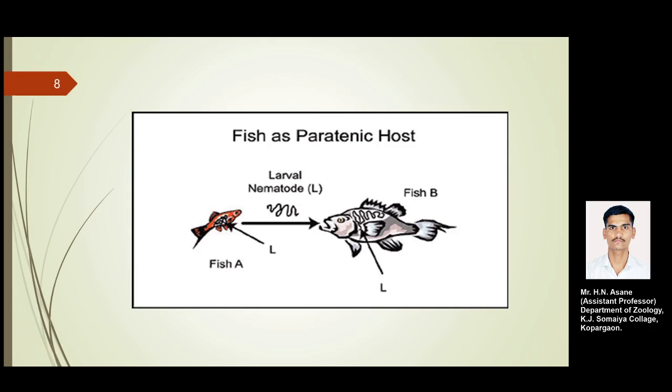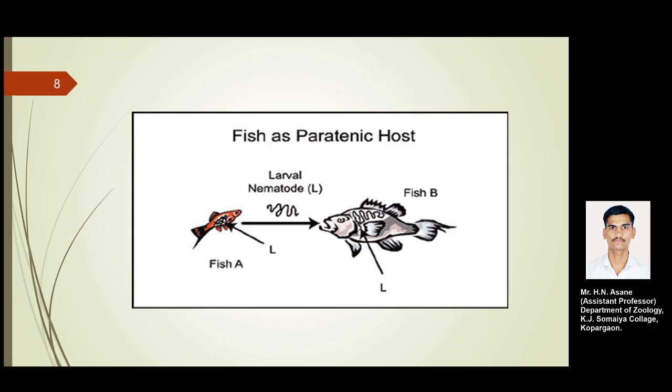The larval nematodes are consumed by the smaller fish, that is fish A in this diagram, and the larger fish, fish B, consumes these small fish. The small fish is already infested by the nematode larvae in its stomach, so when the large fish eats the small fish, it directly gets infested by these nematode larvae. So the small fish will be the paratenic host, and the large fish will be the final host.